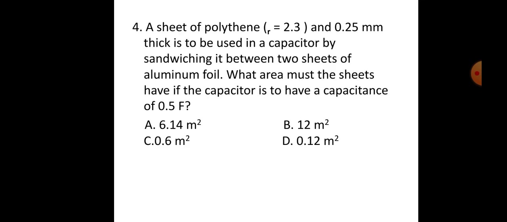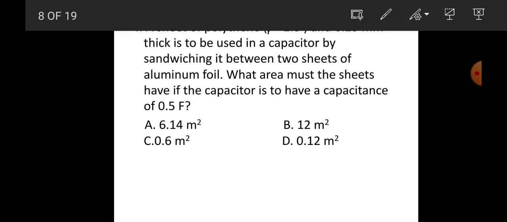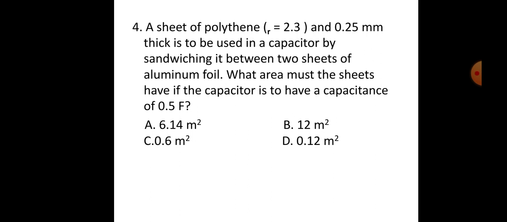Okay, question number 4. A sheet of polyethylene with relative permittivity ER equal to 2.3 and 0.25 millimeter thick is to be used in a capacitor by sandwiching it between two sheets of aluminum foil. What area must the sheet have if the capacitor is to have a capacitance of 0.5 microfarad?